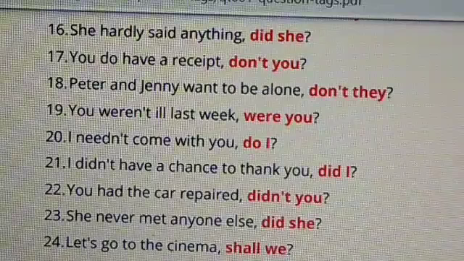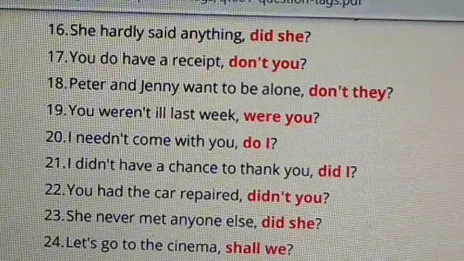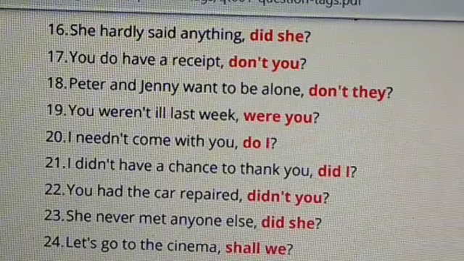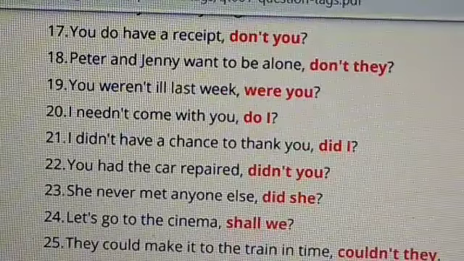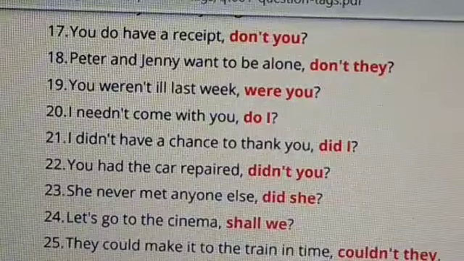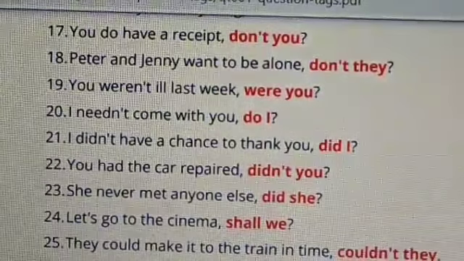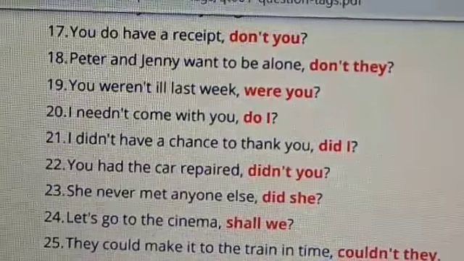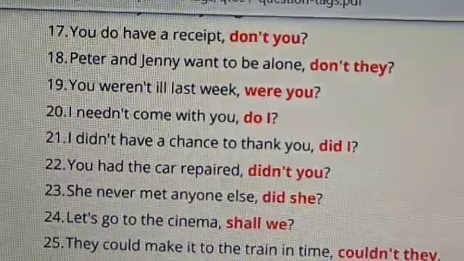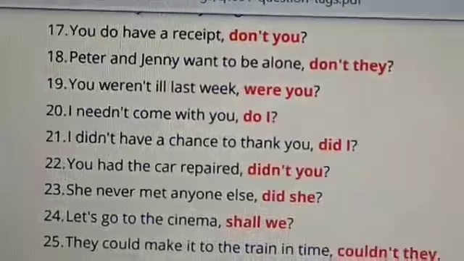22nd, you had the car repaired. It is didn't you. Why? Because had is the main verb. We use didn't you. And 23rd, you see, she never met anyone else. Did she? 24th, let's go to the cinema. Shall we? 25th, they could make it to the train in time.